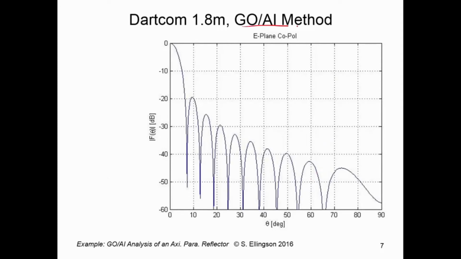So this is GO aperture integration applied to this particular dish, and what I'm showing here is the magnitude of the normalized field pattern as a function of theta, which is measured from the axis of this paraboloid. So recall that the global coordinate system we use has z hat in this direction, the origin at the focal point. So theta is being measured with respect to the center of the main lobe in this particular system. So this is maximum directivity here, and then 90 degrees is perpendicular to that direction. And then I'm showing E-plane copole.